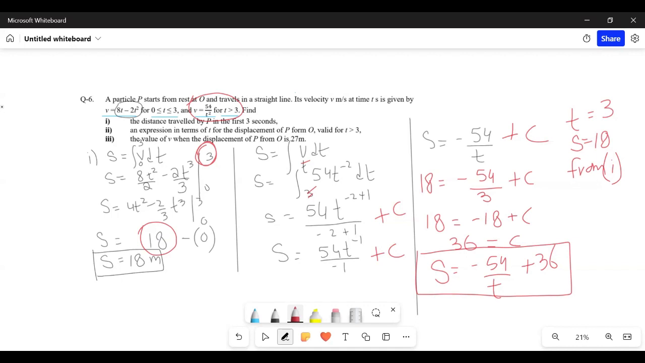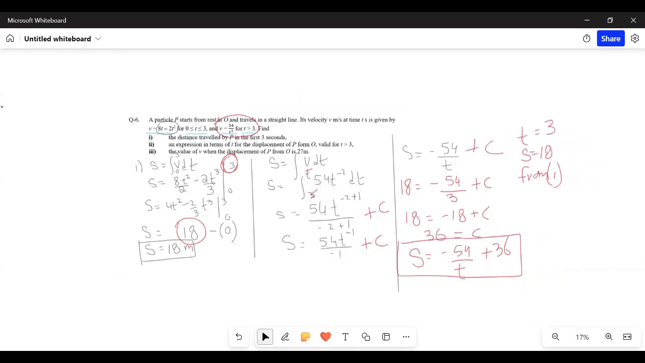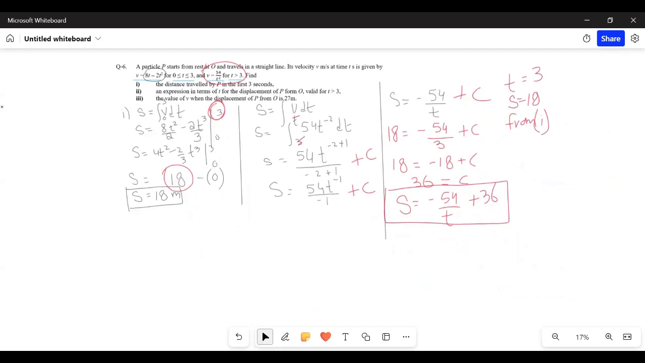Part 3, find the value of V when the displacement of P from O is 27. Okay. Displacement of P from O is 27. So we will have to integrate the V again.